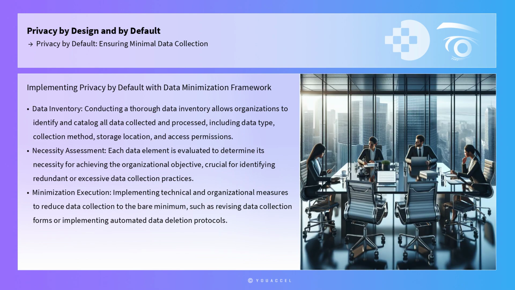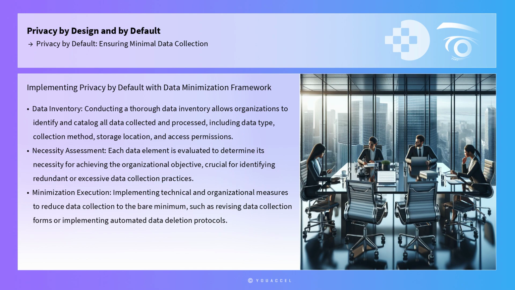One practical tool for implementing privacy by default is the Data Minimization Framework. This framework involves three key steps: data inventory, necessity assessment, and minimization execution. First, conducting a thorough data inventory allows organizations to identify and catalog all data collected and processed. This inventory should include details such as data type, collection method, storage location, and access permissions.